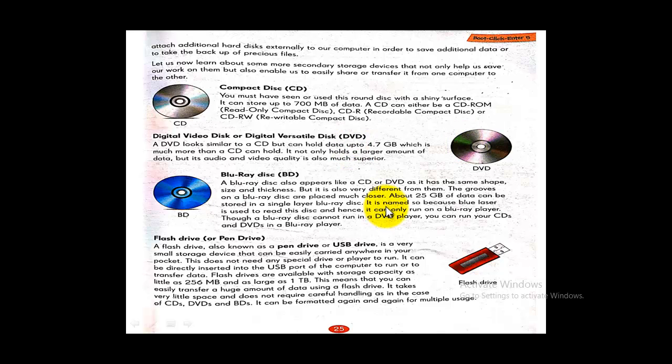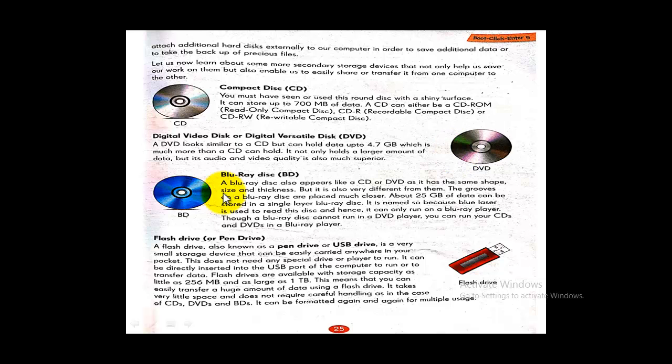Likewise, in a Blu-ray player, we can play Blu-ray discs, we can play DVDs also, and we can play CDs also. Though a Blu-ray disc cannot run in a DVD player, you can run your CDs and DVDs in a Blu-ray player. All these three can be played in a Blu-ray player.